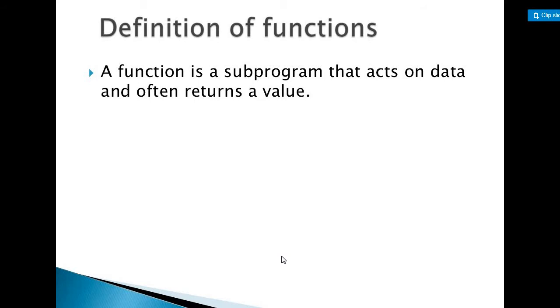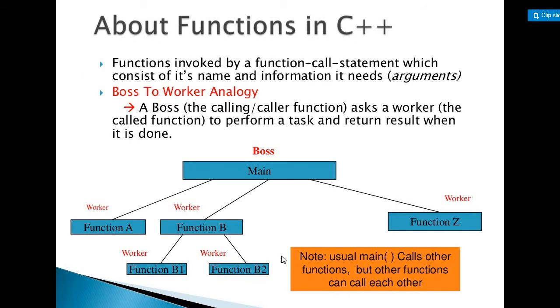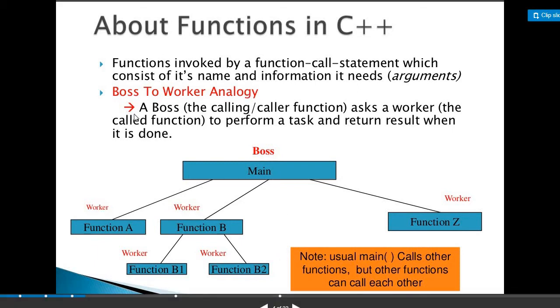This is also a function. On returning values, functions may be of two types. Some functions return some value, and some functions do not return anything. Functions in C++ are invoked by a function call statement which consists of its name and the information it needs, the arguments. For example, the boss to worker analogy: the calling function, the boss, asks a worker function to perform the task and return the result when it is done.